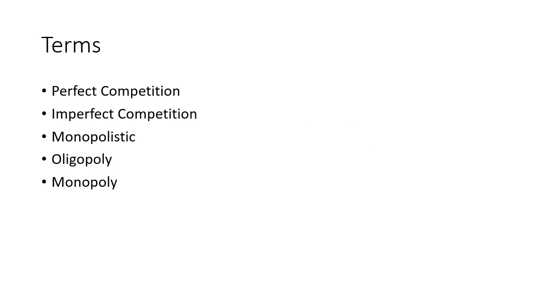So we're going to look at these key terms throughout this chapter. We're going to review perfect competition, look at what imperfect competition is, and find the equilibrium of various types of imperfect competition. We're going to then look at the different types of imperfect competition, which are monopolistic, oligopoly, and monopoly.